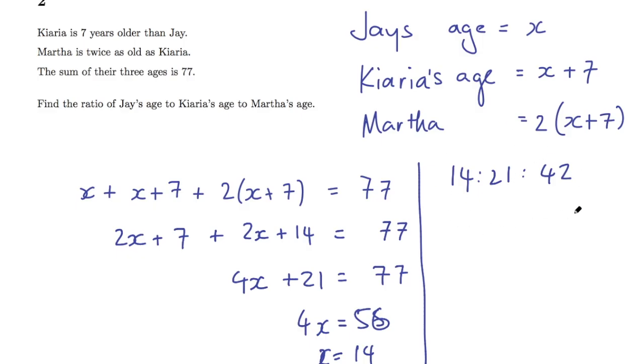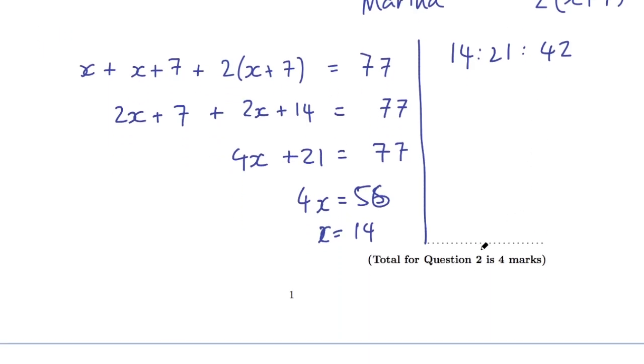And you could go ahead and simplify that, but because they are their ages, they can stay as their actual values. So because we actually want to know what Jay's age is and we want to know what Kiara's age is, we can leave that as 14 to 21 to 42.